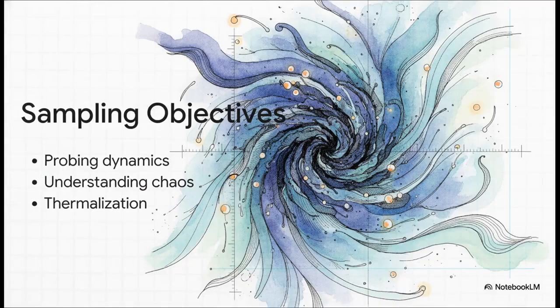These scientific sampling tasks generate immense value by exploring phenomena that are incredibly hard to simulate classically. They're probing quantum dynamics, understanding chaos, observing thermalization, and measuring complex correlations. But because the space is so complex, it demands strict verification structures, and it constantly has to be compared against the absolute best classical simulation methods available.